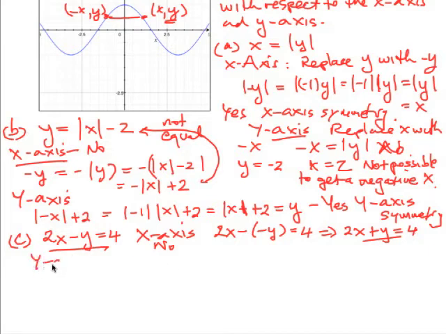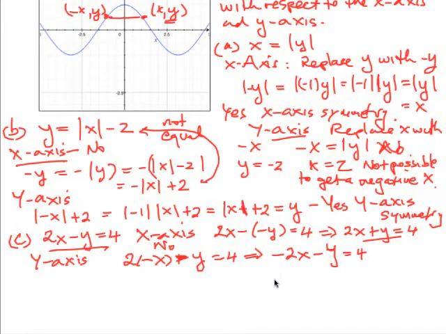So what about the y-axis? Well, let's put in negative x, so we get 2 times negative x minus y equals 4. Does that imply that negative 2x minus y equals 4? Is that the same? No, that's not the same, so no. So it's no for y-axis symmetry.